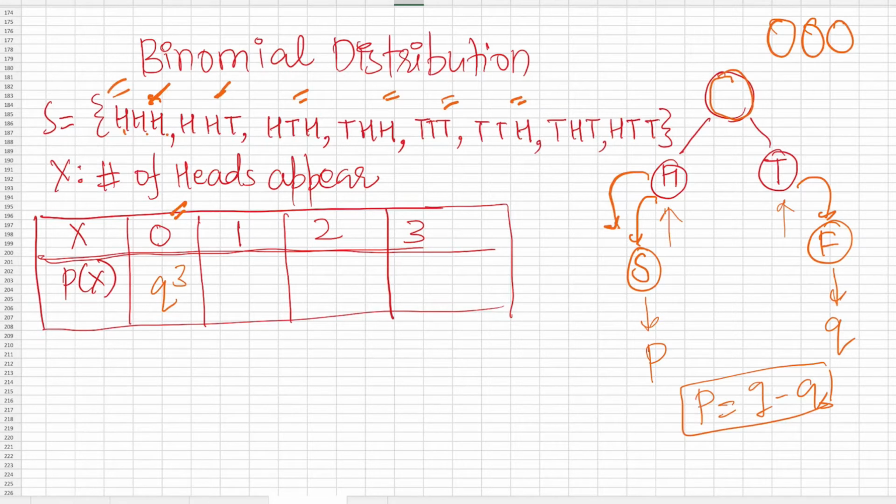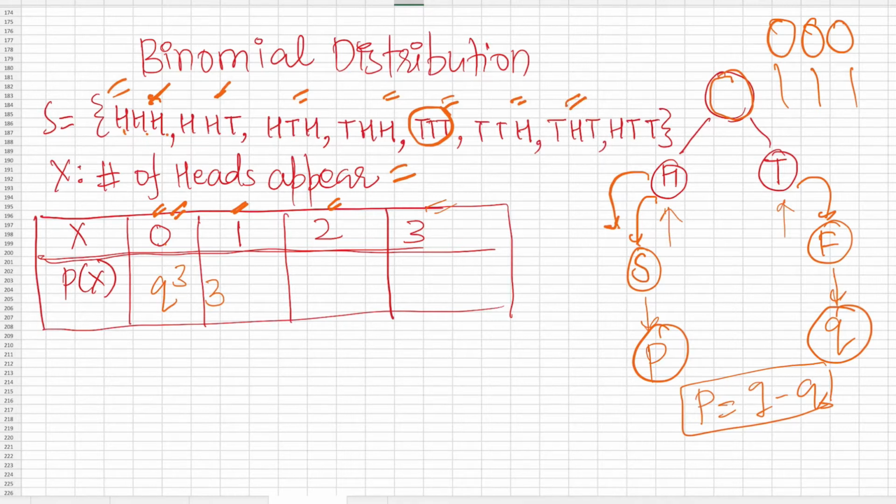The minimum number of heads is 0, and again we have 1, and at the same time we have 2 and 3. 3 is the maximum, getting all 3 heads in all 3 attempts. Because we have P and Q as the probabilities of success and failure, we created the probability distribution of this random variable. The probability of getting 0 heads, no heads, was Q raised to the power 3.